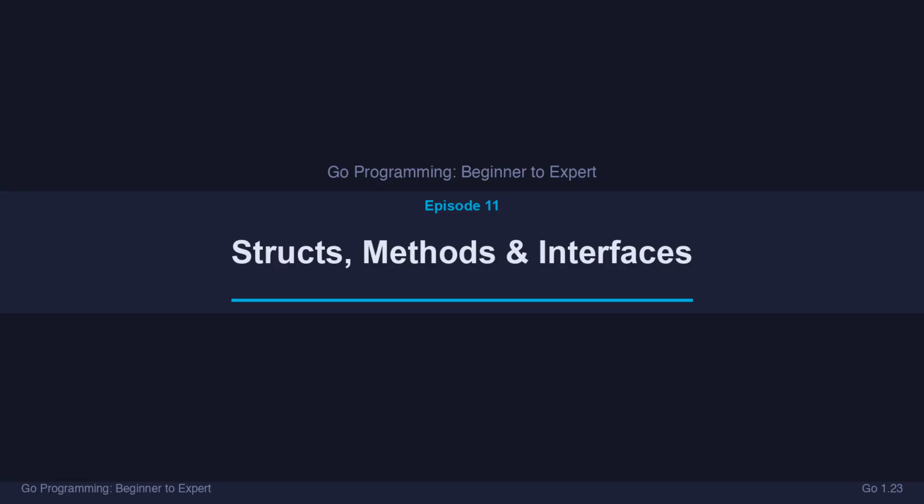Go has no classes. Instead, it has three composable tools: structs to hold data, methods to attach behavior to types, and interfaces to express what types can do. Together, they give you everything object-oriented programming offers, without the inheritance hierarchy. This episode covers all three and shows why Go's implicit interface satisfaction is one of the language's best ideas.